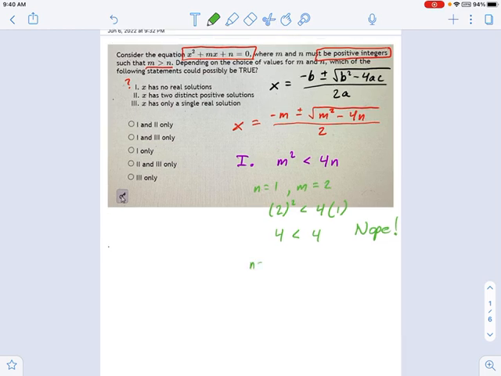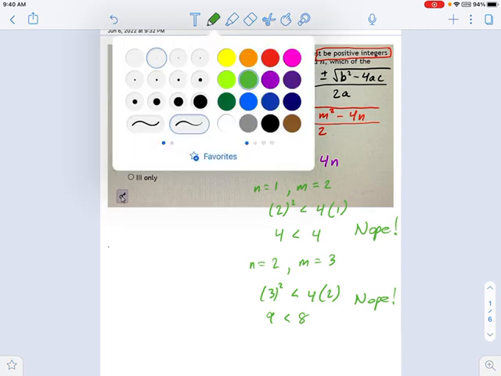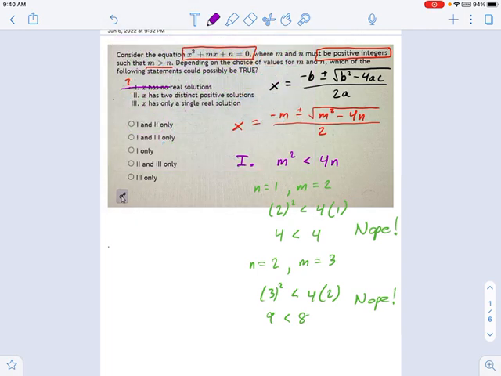What if n equals something else? What if n equals 2? And m has to be greater, so let's say m equals 3. Okay? So now we have 3 squared less than 4 times 2. Is that true? Is 9 less than 8? Nope. And if I make m bigger, that's not going to make this any more true. So these statements are all false. If you go through a bunch of these statements, you'll find none of these are true. So that means we can rule out option number 1.